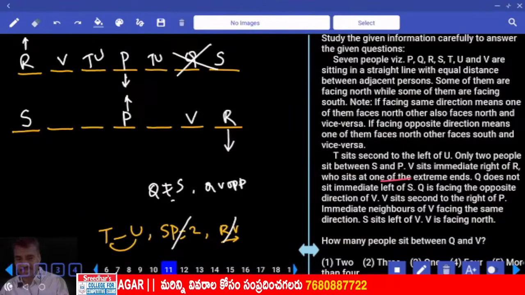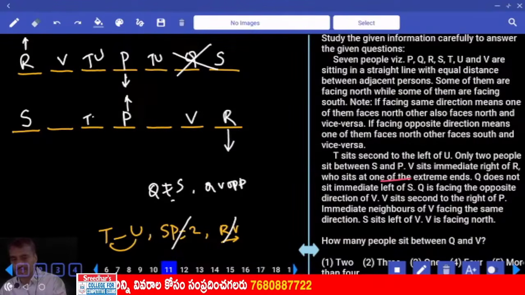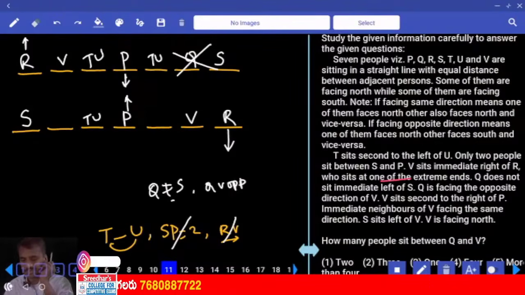Then what is the other thing we have? T R U in these 2 places. Now any other possibility we have? U R T. And Q and S are not adjacent to each other, no?